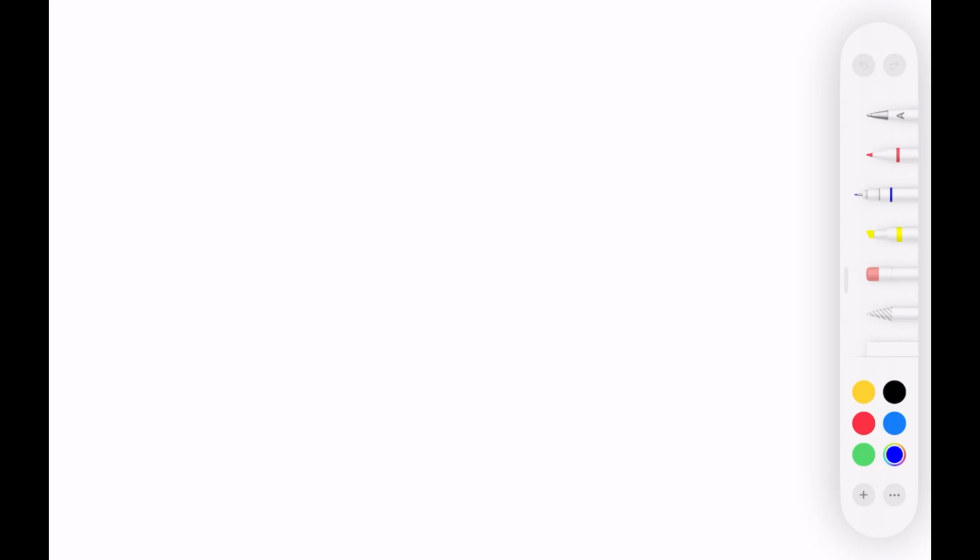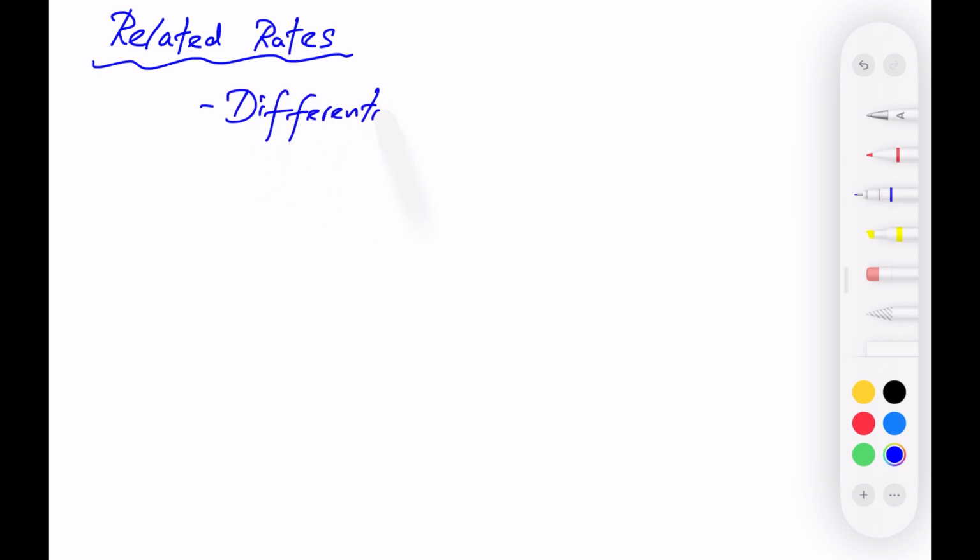This video discusses related rates. When we say related rates, we are going to look at the differentiation with respect to time t. That's why we have the term rates. We are going to look at related rates because in this section you are going to see at least two related variables, sometimes three related variables.